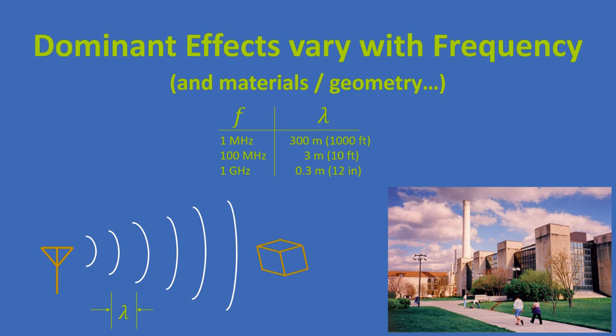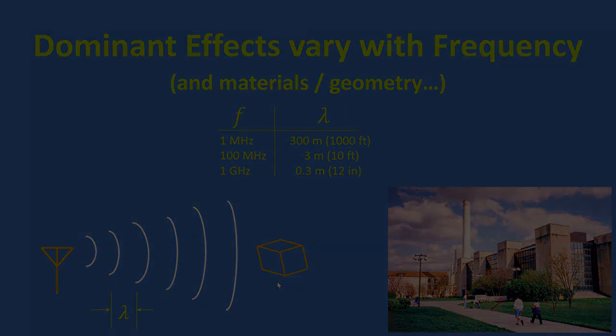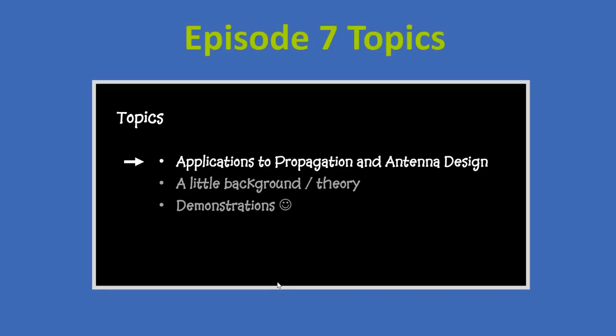So as we go through this material, keep in mind the scale of the wavelength in comparison to the objects involved. In general, we're going to be focusing on things at 100 megahertz and above, where the wavelength is 10 feet down to 1 foot. And that's small enough that many of the objects in the environment are going to be comparable in size to the wavelength, which is what we've shown for our little box. All right, let's move on.